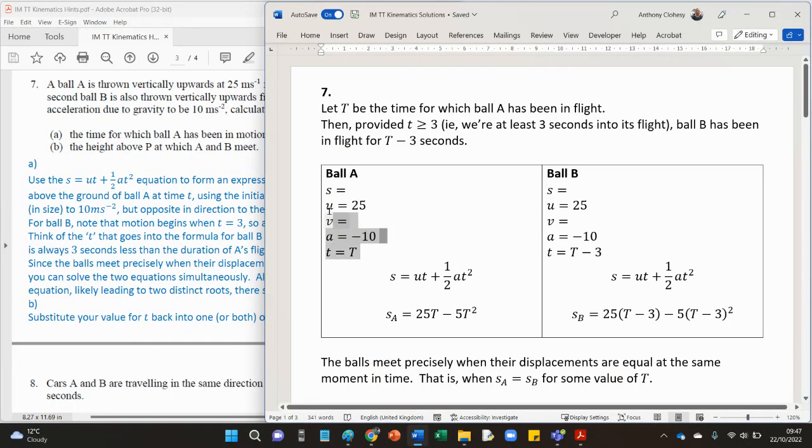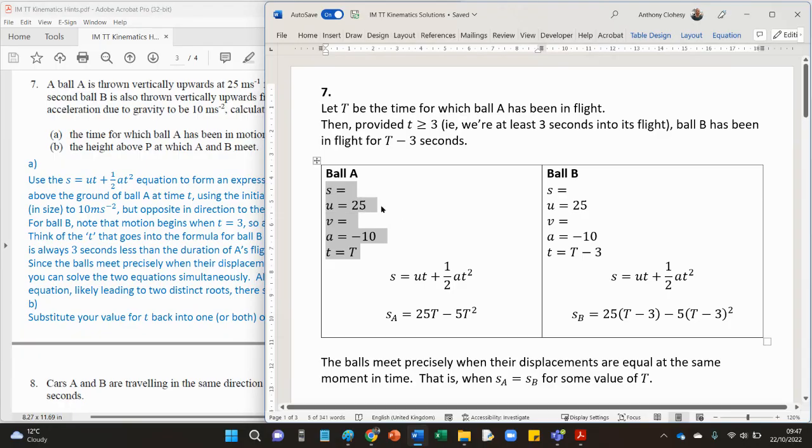And then the two SUVAT equation setups look very similar. We have an initial velocity. I'm treating upwards as positive, and therefore acceleration is negative. And this one has the same upwards velocity of 25 meters per second, and it has the same acceleration downwards of 10 meters per second squared. The only difference is that t is equal to capital T minus 3. So when we apply s equals ut plus half at squared, we get two similar looking but subtly different expressions.